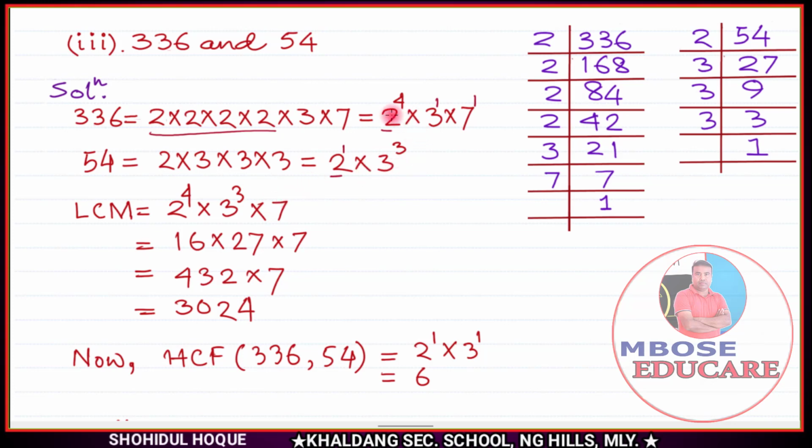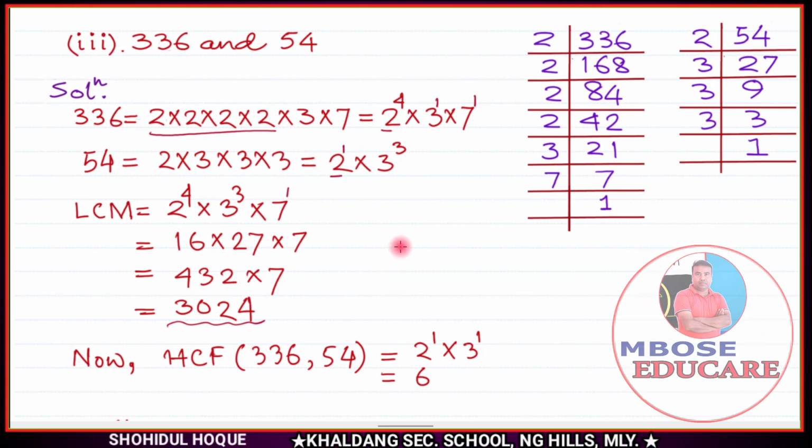Then what to do? 2 is common, written, 3 is common, written. Only one number which is not common, we have to write that one, 7 to the power 1. So 7 to the power 1 we can write here. Now 2 to the power 4 is 16, 3 to the power 3 is 27, and 7 to the power 1 means 7. All together is multiplied, 16 and 27 multiplied, product will be 432 into 7. 432 is multiplied by 7, product is 3024. Alright, we have found out the LCM.